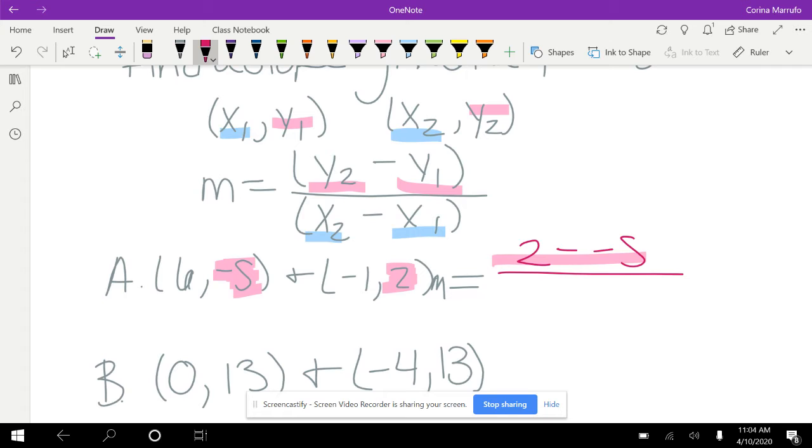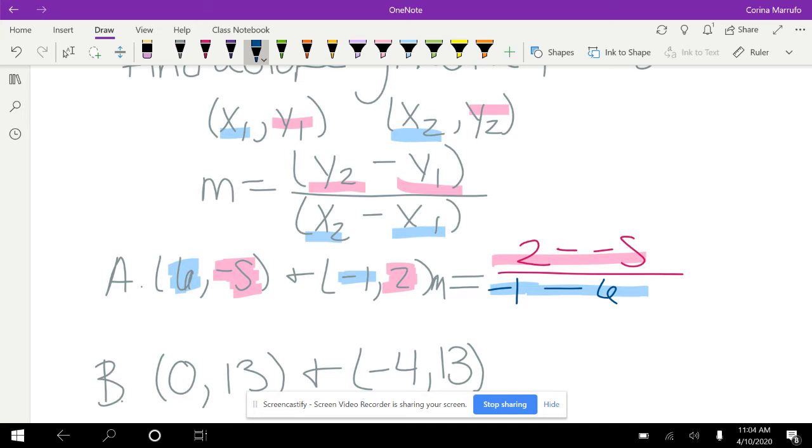And then on the bottom, we're going to subtract our x value. So here's my first x. My second x value is -1. So you start with the second point. So I'm going to put -1. And then we subtract the x value of the first point, which is 6.